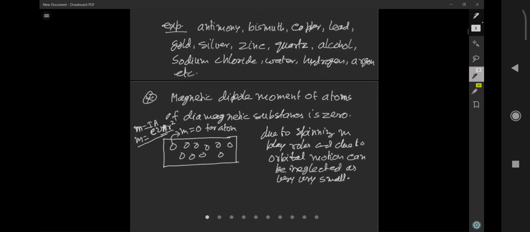Quickly, and do it fast. It will be opposite to the magnetic field, sir. Opposite to the magnetic field. Arey yaar, you have not applied any magnetic field yet. Right now it is only a piece. I am not going to put it into an external magnetic field.